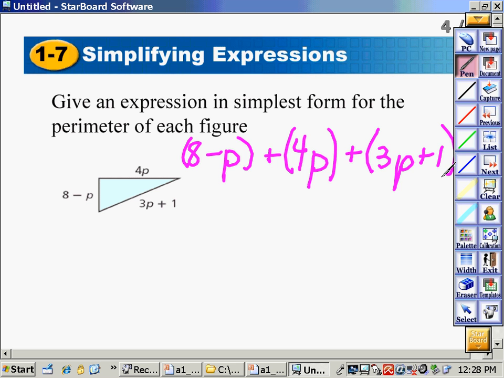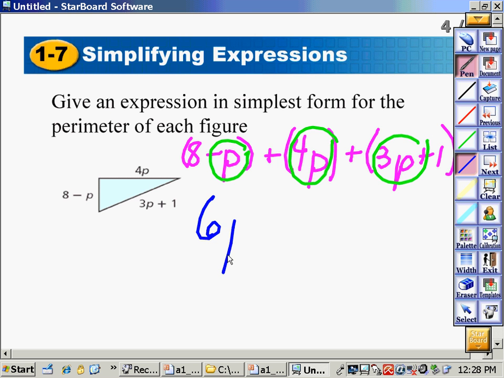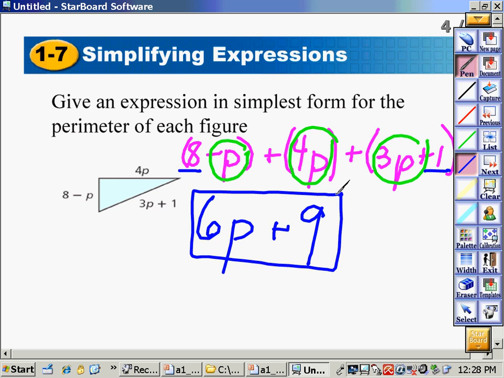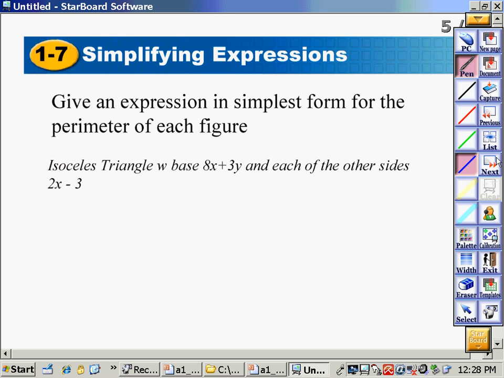Combining like terms, we have a negative p, a 4p, that makes 3p, and another 3p, which is 6p. We have a constant of 8 plus 1, which is 9. We put this in simplest form. That's your final answer.